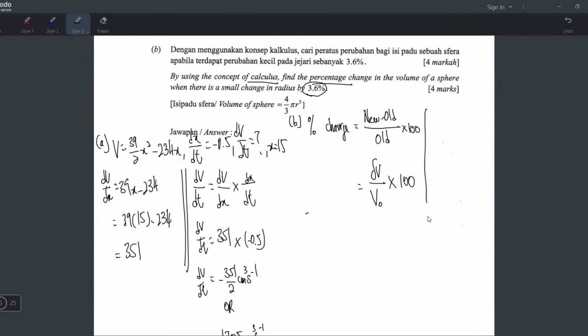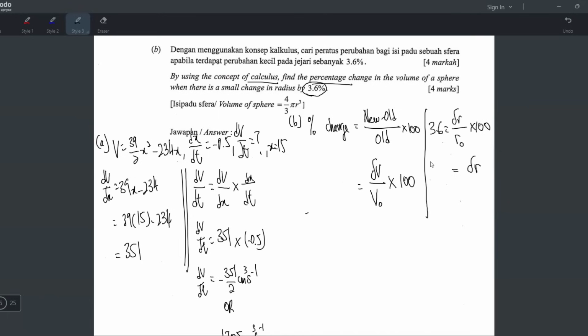So let me just group like that, and then the 3.6 is actually what? It's also percentage change, but it's for the radius. So according to the formula, it's new minus old, right? But it's for radius, so it'll be delta R. The R represents radius over the old value of R times 100. Okay, so I think I can find my delta R from here.